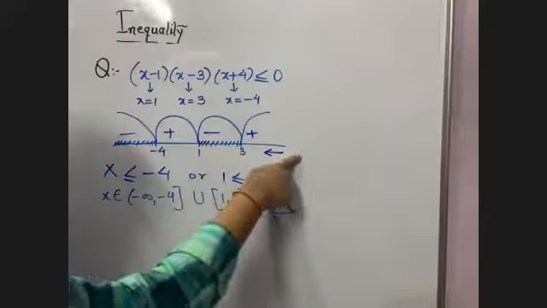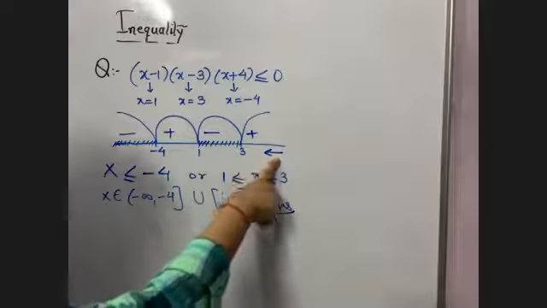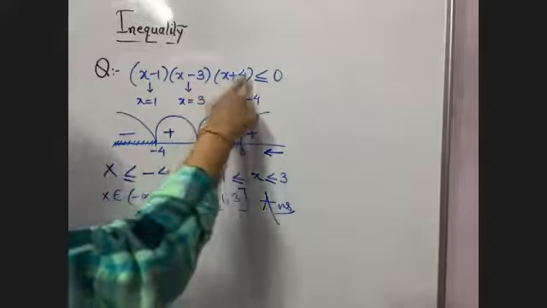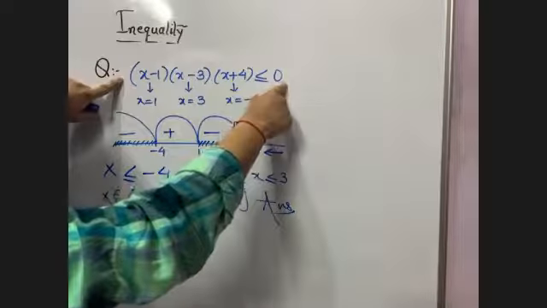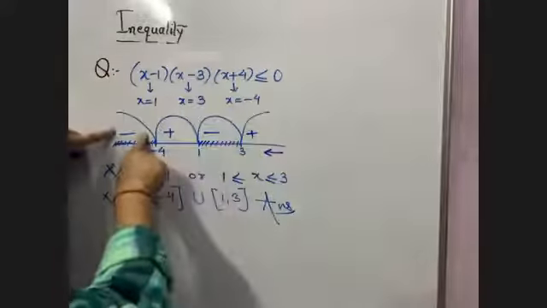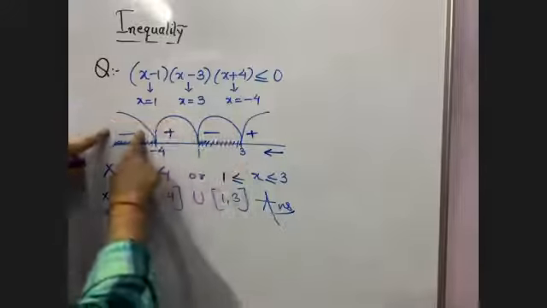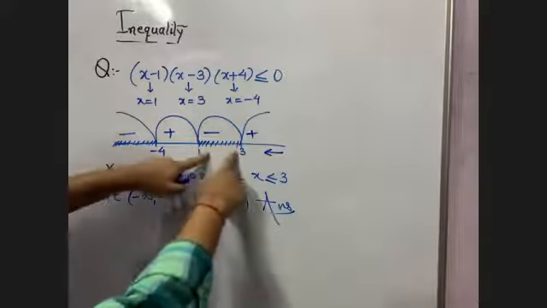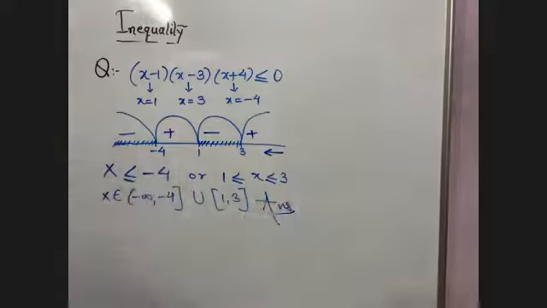From the right, I'll proceed starting from the positive sign: plus, minus, plus, minus. We want negative since it is less than 0. Negative is here, negative is here. This is my answer. I have written x less than minus 4, x belongs to 1, 2, 3. I hope this is clear now.